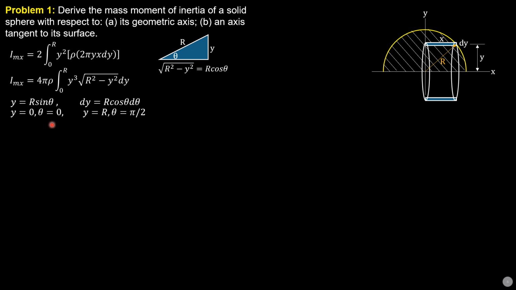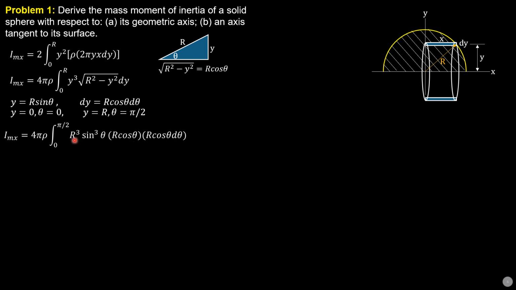So the limits would now be 0 to pi over 2, and we replace y cubed by r cubed sine cubed theta. The radical here is r cosine theta, and the differential of y is r cosine theta d theta. So the mass moment of inertia of the sphere with respect to the x-axis would now be 4 pi times density, integral from 0 to pi over 2 of r cubed sine cubed theta, times r cosine theta, times r cosine theta d theta.